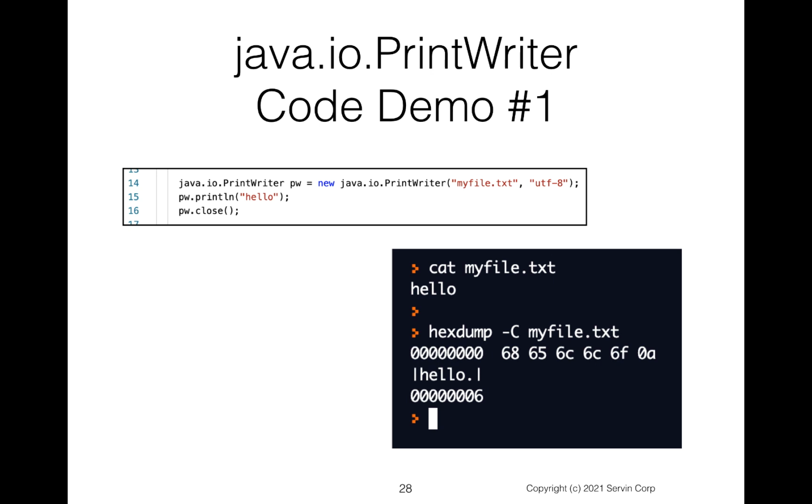After I run that, notice on my console, when I cat out myfile.text, I indeed see the HELLO that we wrote out, and also if I do a hex dump with a -C, I can actually see not only the hexadecimal characters of HELLO, but I see that hidden newline that is the \0a.